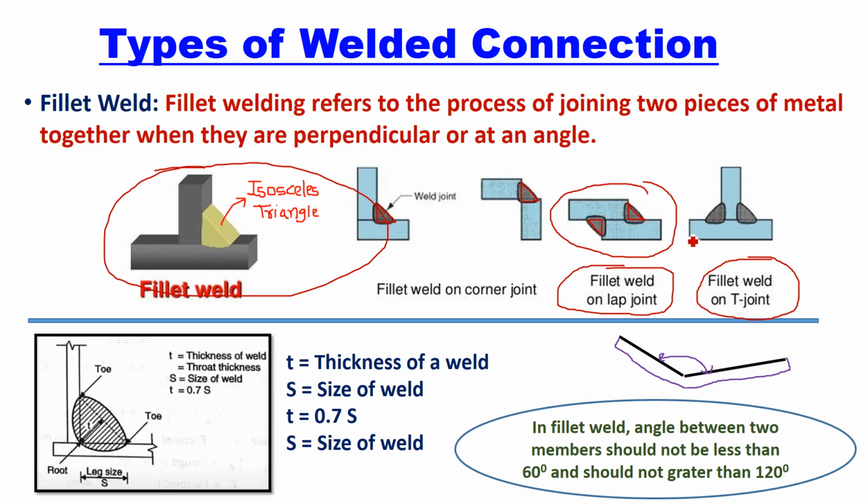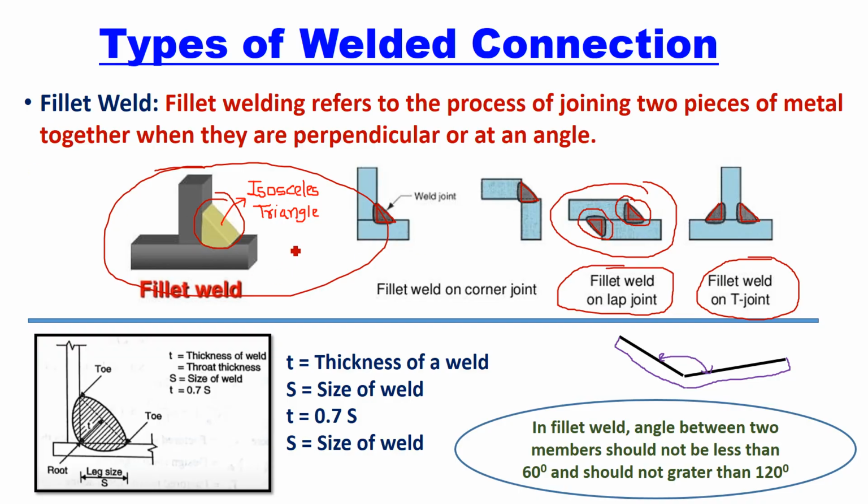One member is vertical, the other member is horizontal but extended on either side of the vertical. It looks like a T shape. That's why it is called as T joint. In this, fillet welding is done either on one side or both sides. This is double fillet weld and this is single fillet weld. Here also, if you provide only one fillet weld, it is called as single lap joint, and if you provide it at both ends, it is double lap joint, right?